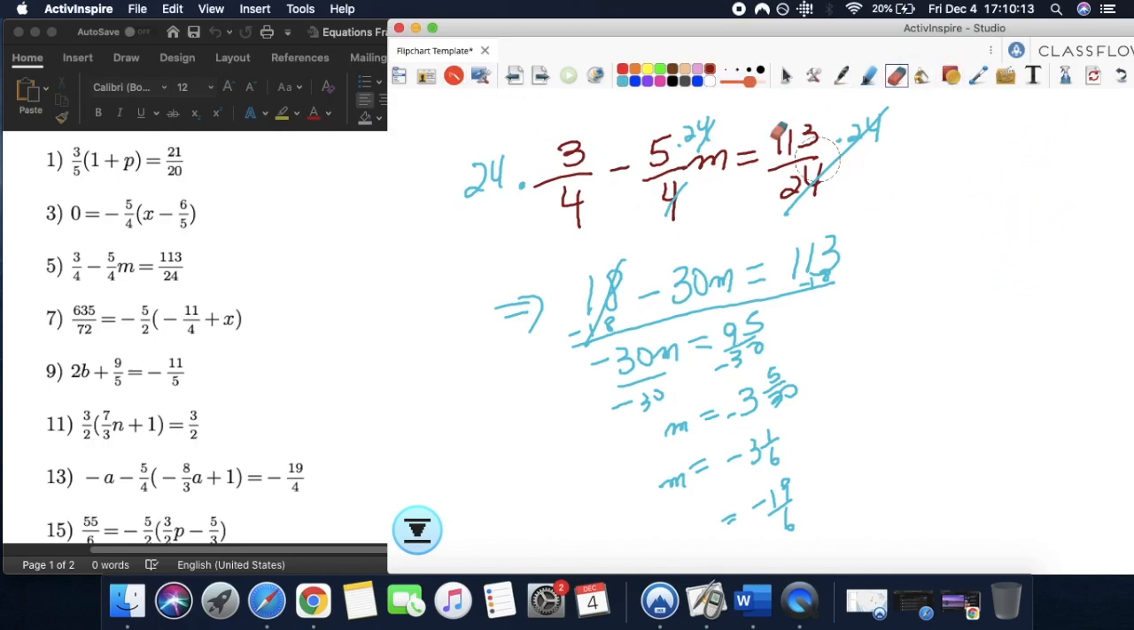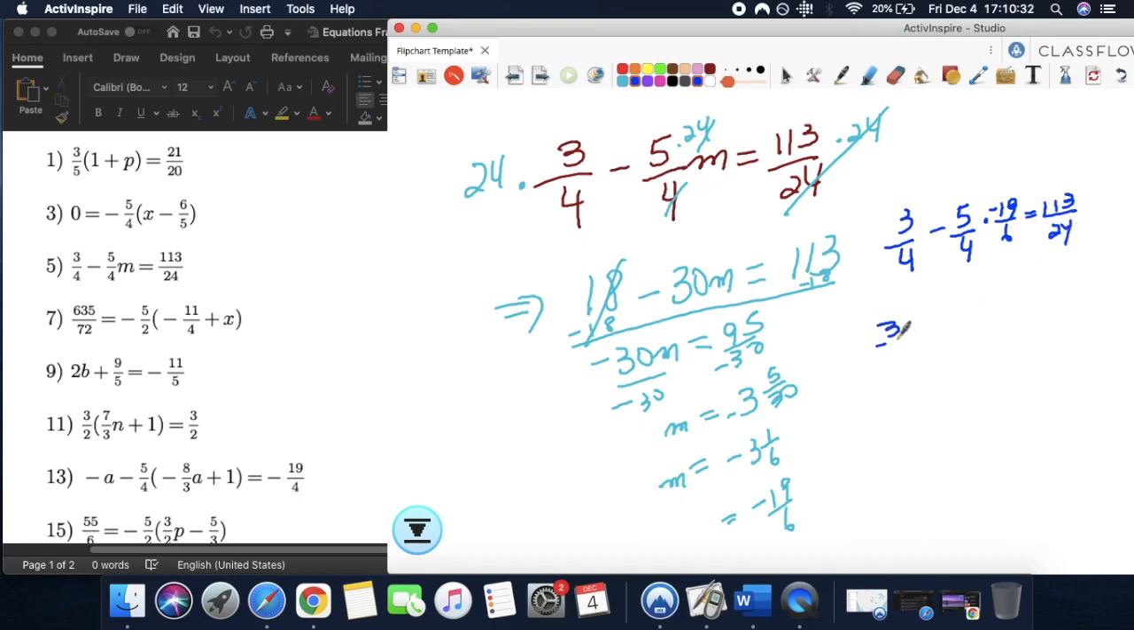So when I come here to substitute, I'm going to have 3/4. Let me change colors. Let's see if that helps. 3/4 minus 5/4, and then let's substitute here. I'm going to write negative 19/6 equals 113/24. So let's see if that's true.